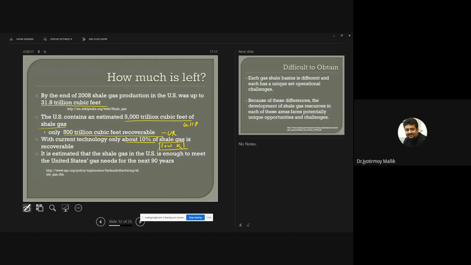It is estimated that shale gas in the US is enough to meet United States gas needs for the next 90 years. So think about it. If we take the US as an example, only 10% of it can sustain the energy needs for the next 90 years. So with research, if you can improve this recovery factor, of course, you can have more years of sustainable supply of gas, right? So one of the research directions on the shale gas front is improving this recovery factor. That is fairly important.